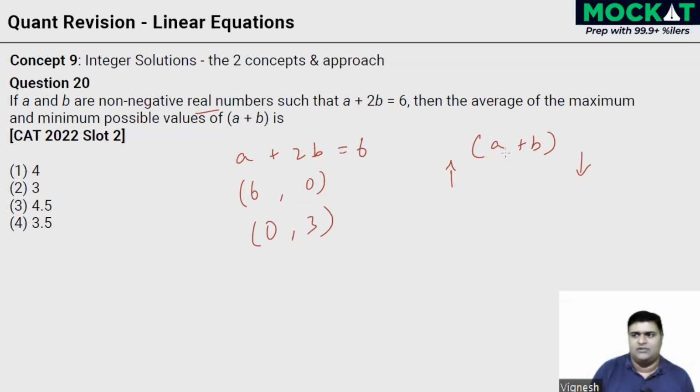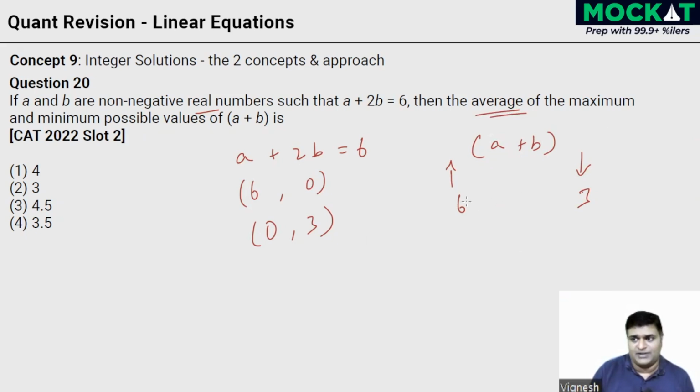First case, we get the maximum possible value, which is 6, a plus b. Second case, we get the minimum possible value, which is 3 over here. Typically, we are asked the difference between maximum and minimum. This question, they asked us for the average of maximum and minimum. And the difference of these two is also given over here as 3.